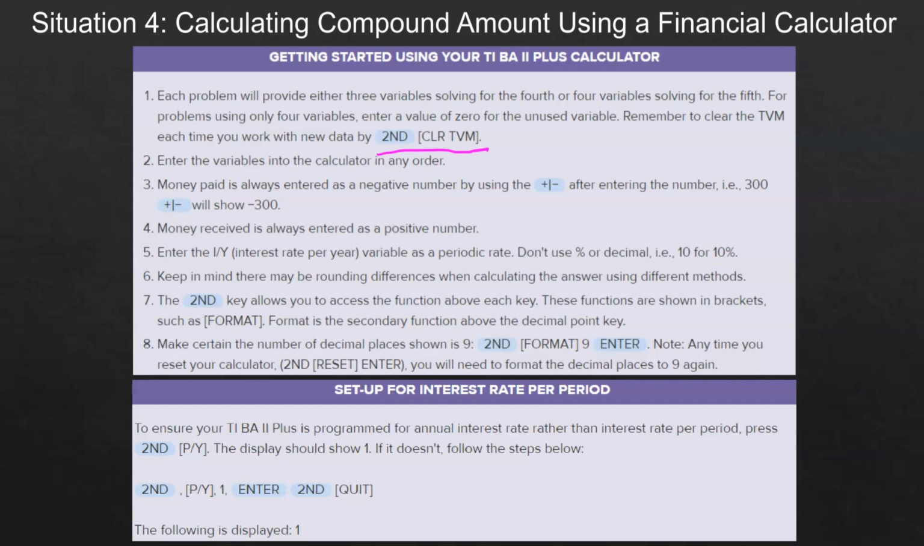Money paid is always entered as a negative number by using the plus minus. So if you're paying in $300, you're going to put a negative. Money received is always entered as a positive number. Enter the interest rate as a periodic rate. You don't put in a percent. It is a percent, but we don't need a percent on our calculator. It knows that. Periodic rate means what amount of interest for this period. So, if it's a quarterly interest rate, we would take our annual percentage and divide it by 4, and that's what we would put in.